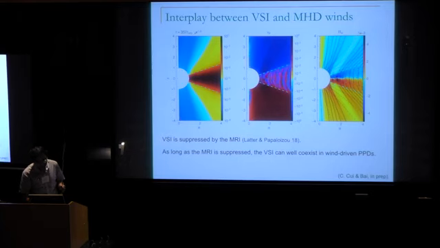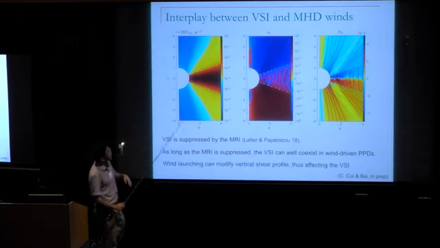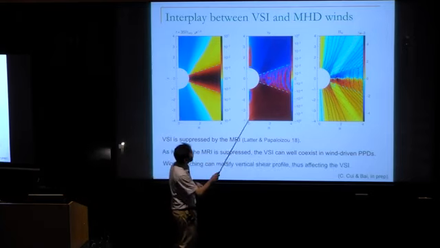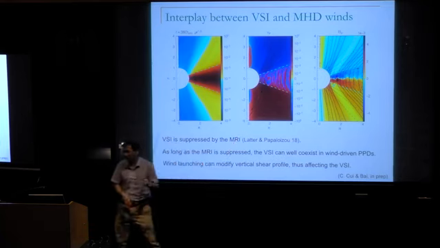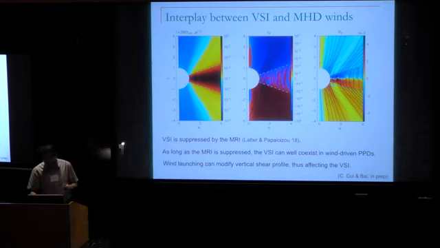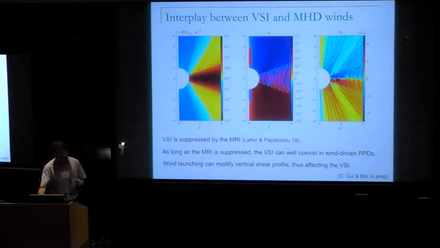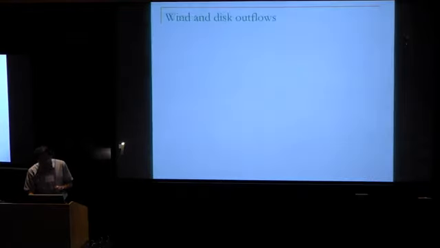We also played with different field strengths, and when field strength is weak, the properties of the VSI are basically the same as pure hydro simulations. But when the field gets stronger, it modifies the vertical shear profile, and then the properties are slightly different. All right. Now I'm going to move to the kinematics of the wind.